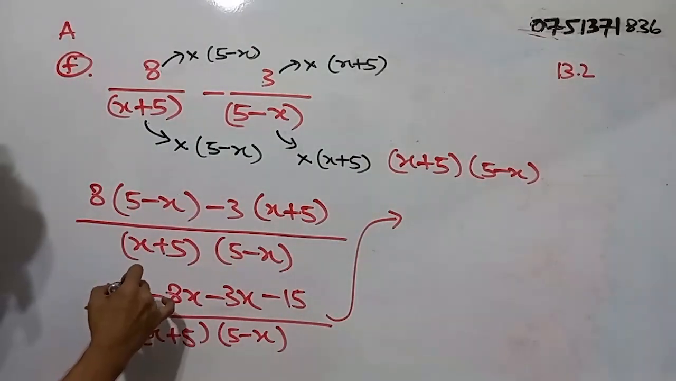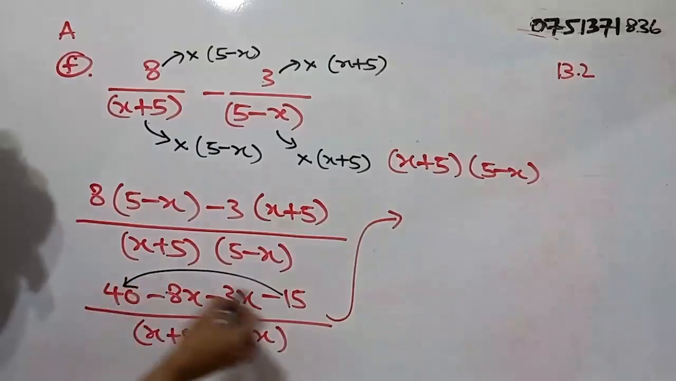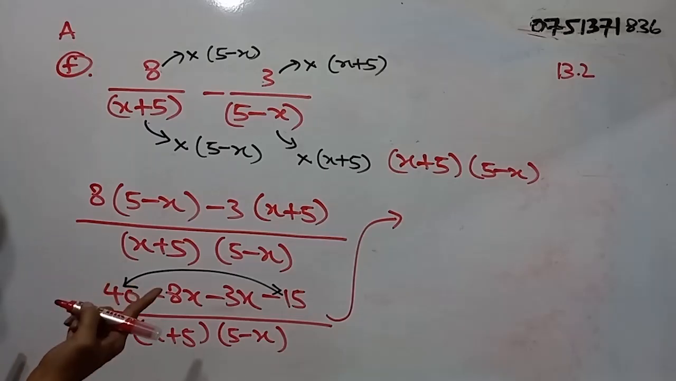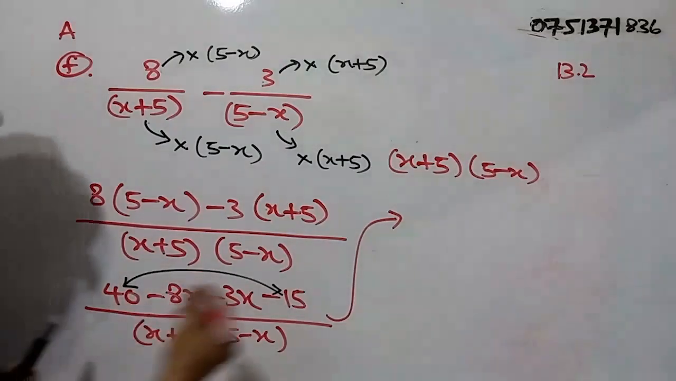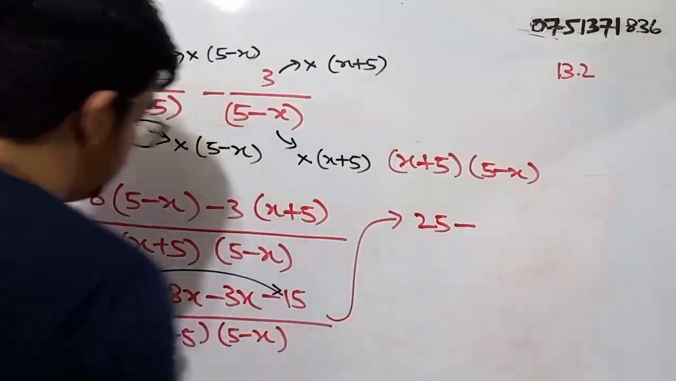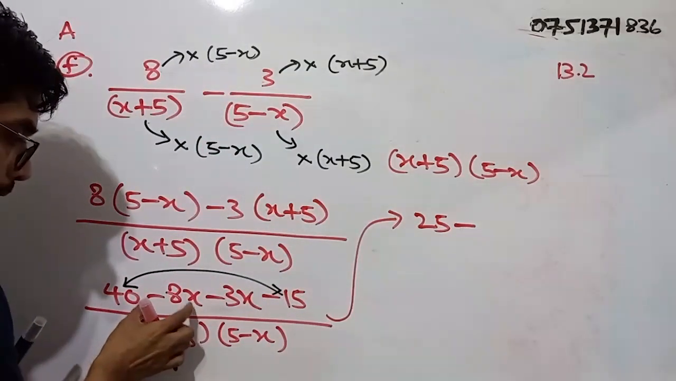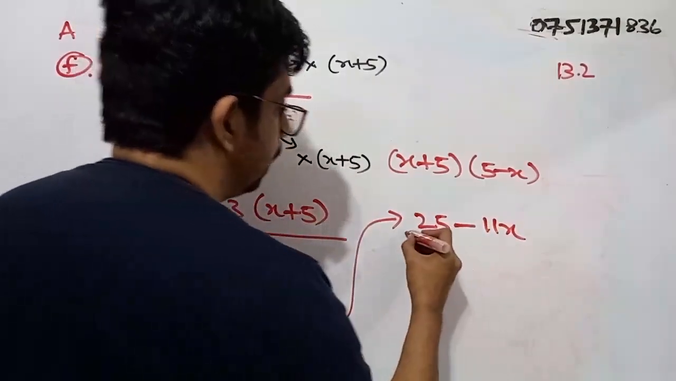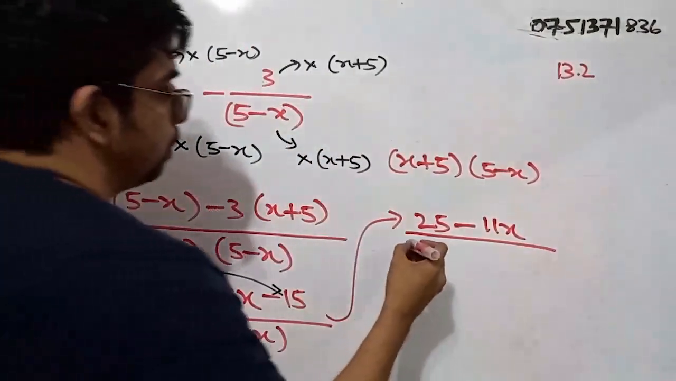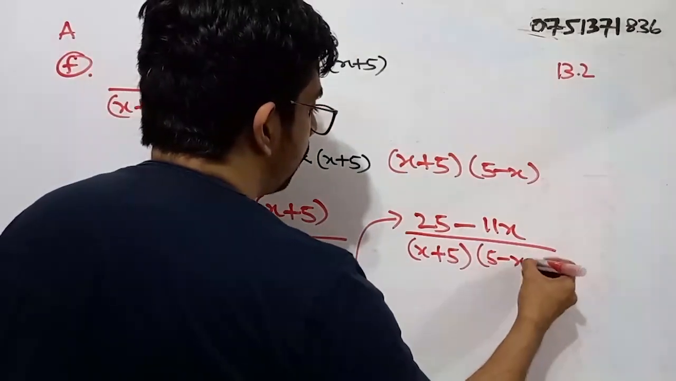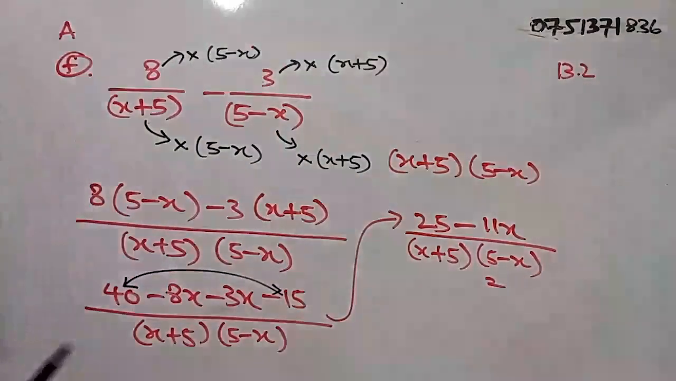So we can simplify these two numbers. Okay, so what will be the outcome? 40 minus 15. So 40 minus 10, that is 30. 30 minus 5, it will be 25. So this will be 25 minus 8x minus 3x. What's the outcome? Minus 11x. Now this entire expression needs to be divided by x plus 5 and 5 minus x. So this is the answer.